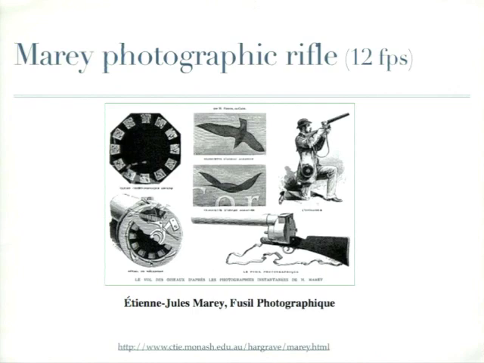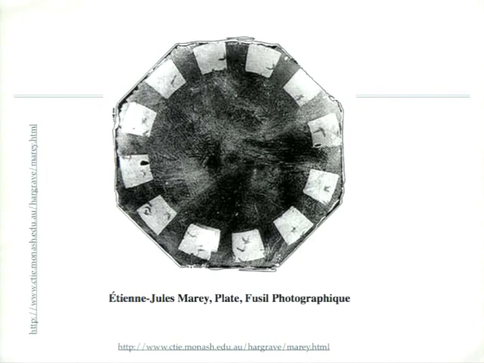So here's a photographic rifle that Marey made. It shoots at 12 frames per second. He's a fascinating person. He was trained as a doctor, and he was really interested in circulation and in how things move, studying hummingbirds, and he came to photography as a way to study his passion of how birds fly and how animals move. So he took a lot of photographs of birds in flight, and they recorded these 12 frames around the circle of this photographic film.